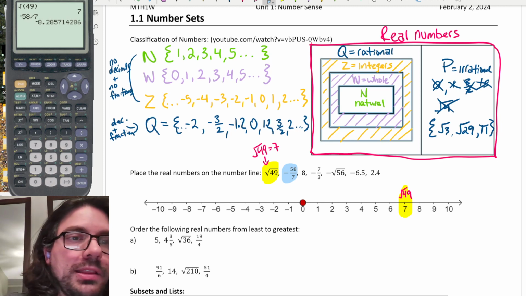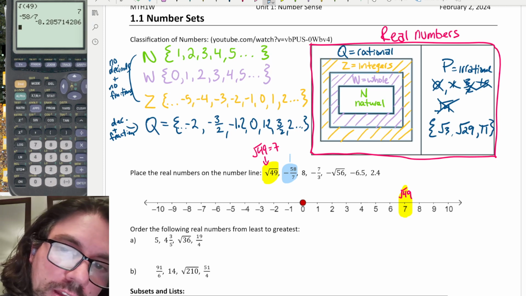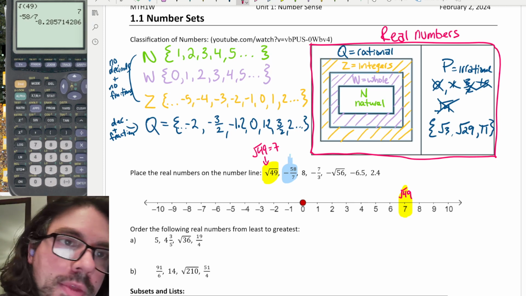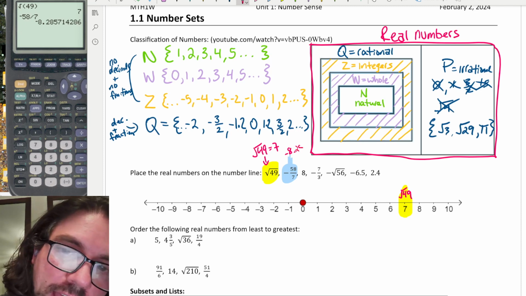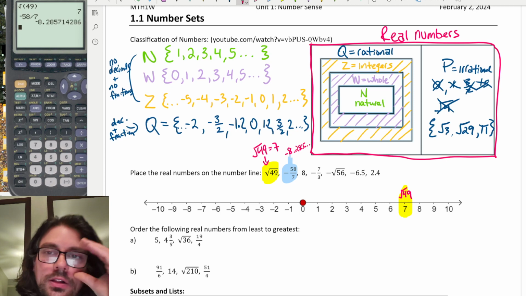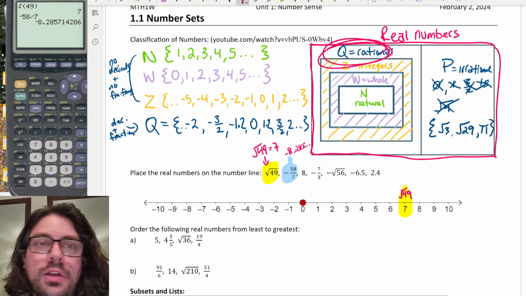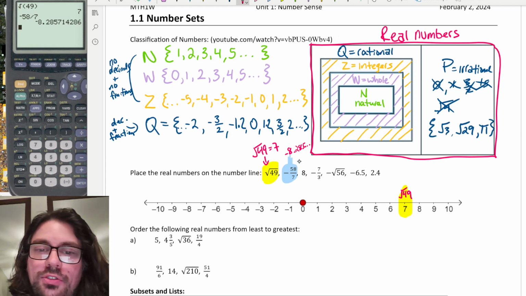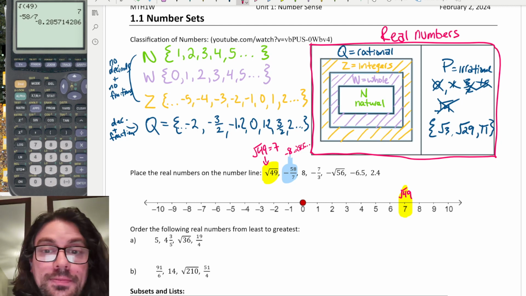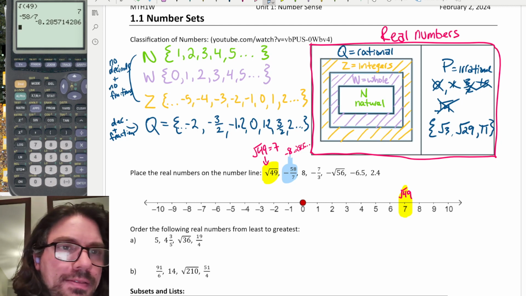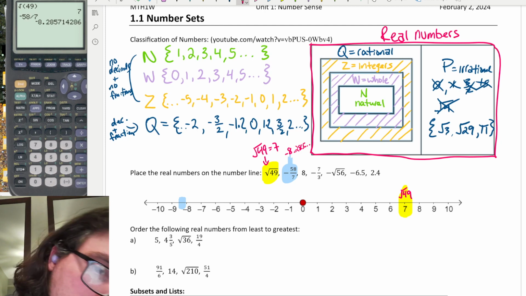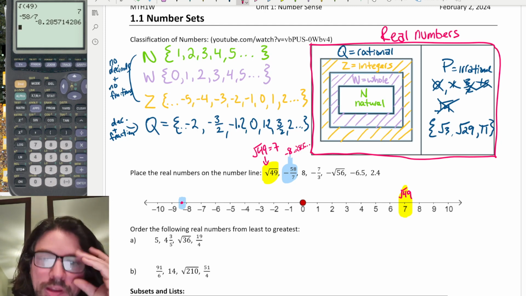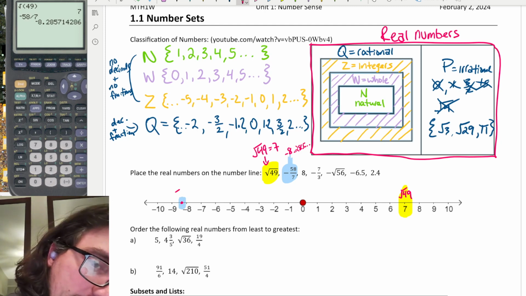So the fraction negative 58 over 7 equals this big long decimal. It equals negative 8.2857, and that keeps going. But here's the deal. We know that that's still a rational number because it started out as a fraction. Anyway, let's put that on the number line. And 8.28, well, that's between 8 and 9. That's maybe about there. So I'm going to put a mark there, and we'll say that that is negative 58 over 7.